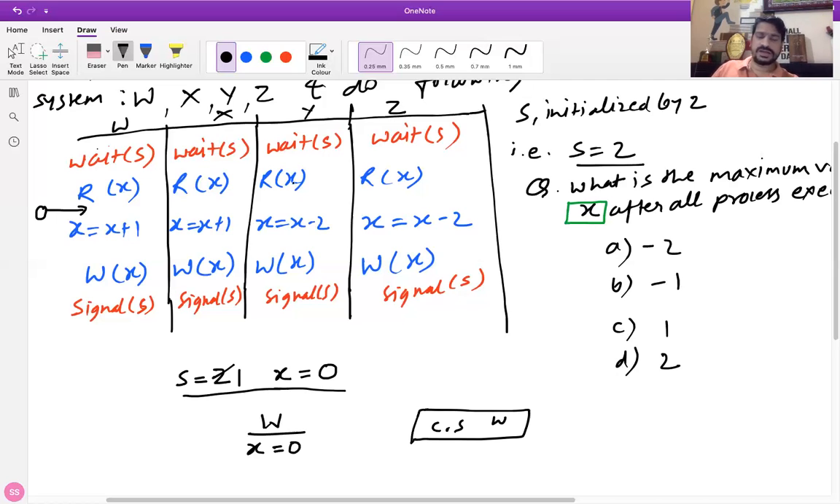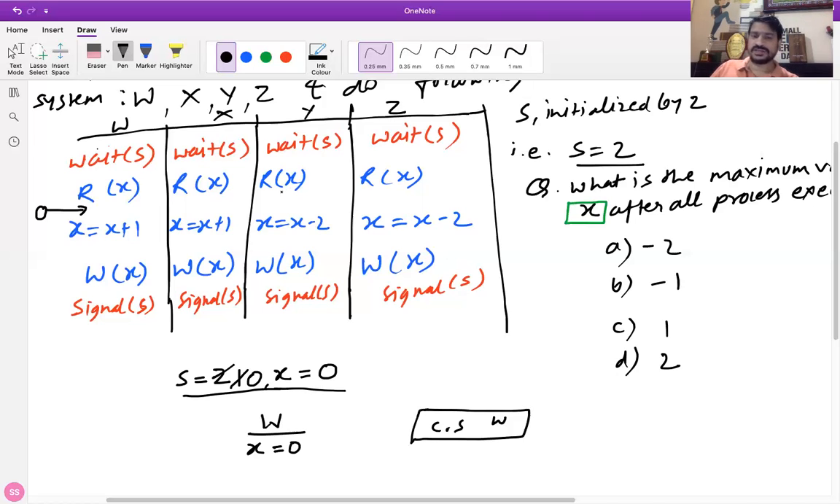Let's assume that Y shows its interest to execute. Once Y comes, it will execute wait S. What is the value of S? S is right now 1. So can we allow Y to go to the critical section? Yes, we can allow it. Why? The value of S is 1, which is greater than 0, so it will not go to the loop. Instead, it will decrement the value of S by 1, so the value of S becomes 0. After that, it goes to the critical section.